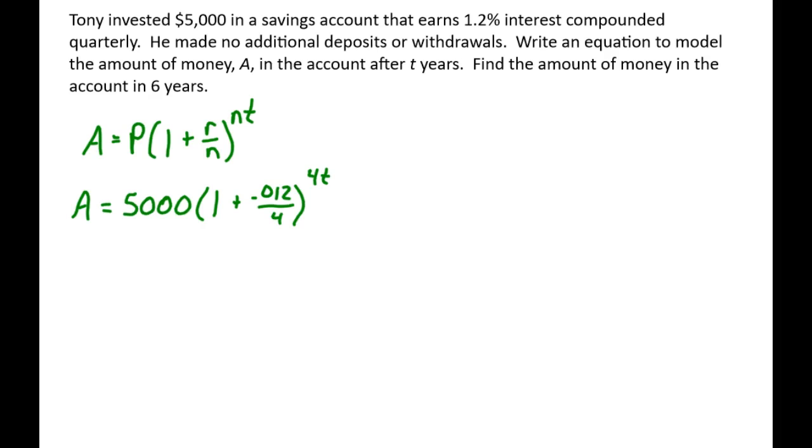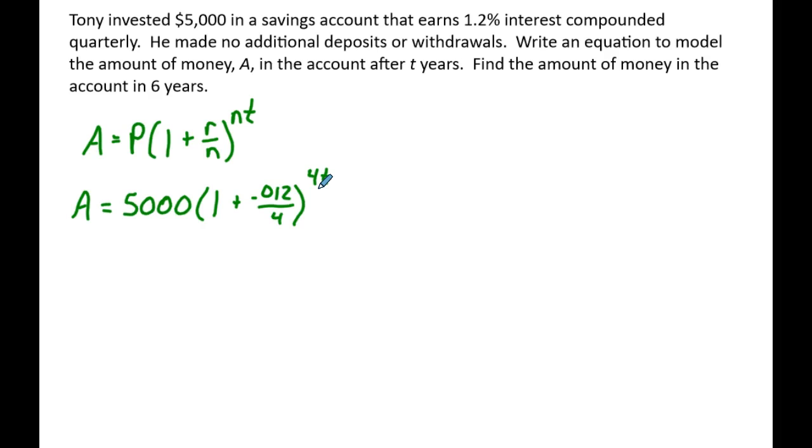So in this problem, we have to use the equation where it's compounded multiple times in a year because it says quarterly, which is 4 times in a year. So we have the equation A equals P times 1 plus r divided by n raised to the nt power. Our principal is 5,000. Our rate converted to a decimal is 0.012 divided by 4 because it's quarterly, raised to the 4t power. So we can use this to model the amount of money in the account after t years.